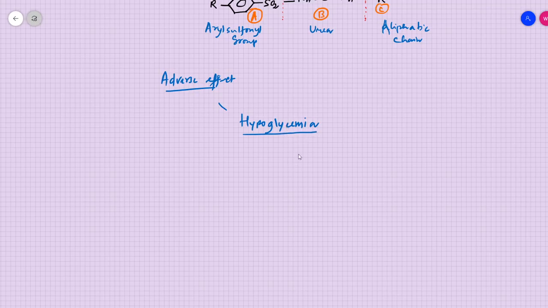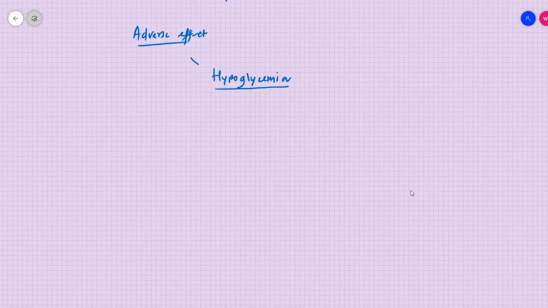So there is a reduction in the blood glucose level. But what's the problem with hypoglycemia? So the problem is the brain needs sugar to function. And if the brain doesn't get glucose, then it becomes depressed. And this may lead to coma. The person will be unresponsive to stimulus.